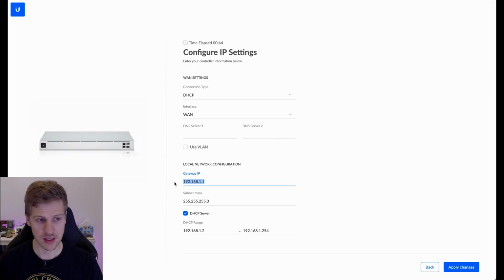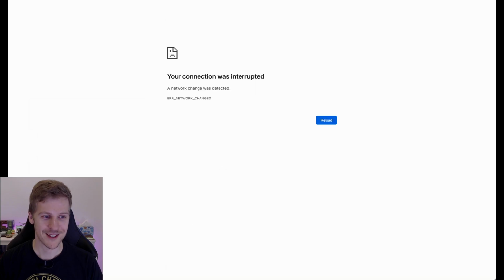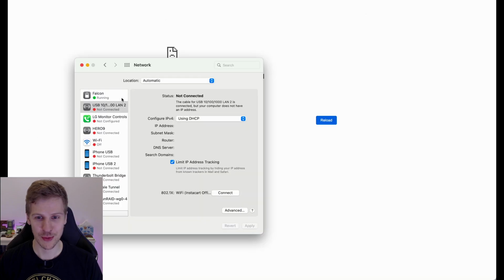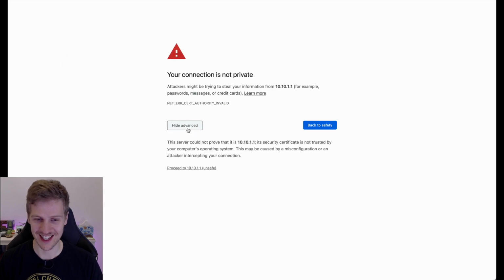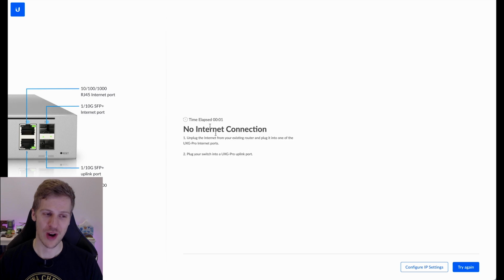So then I basically gave it a 10.10.1.1. But then I realized that was not a good idea, because that's the same internal network and same IP address as my internal network. So then I caused some issues where I couldn't talk to it, because you can't have the same WAN address and the same internal IP address.